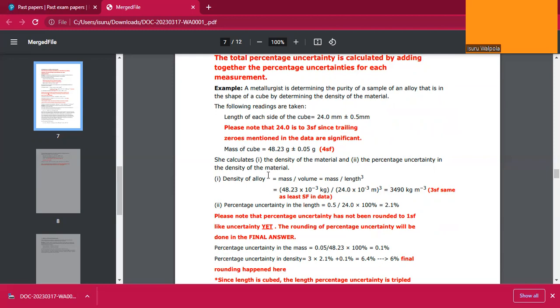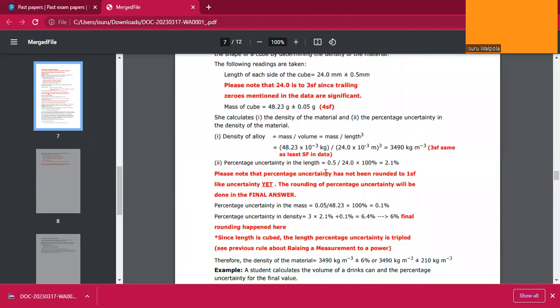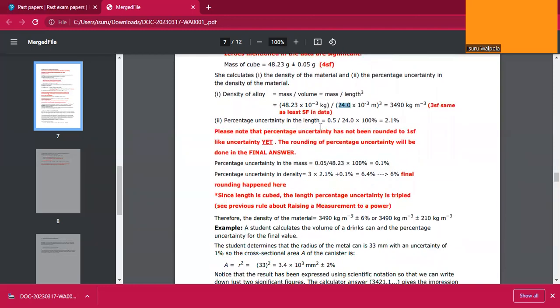So now the formula is mass divided by volume, which is mass over length cubed. Now you have to look at whatever formula you get and see first whether it is addition, subtraction, or multiplication, division. Right now it's multiplication, division. So we know that we need to add all the percentage uncertainties. For the main value, you will treat all the values as normal, mass divided by length cubed, simple as that. For percentage uncertainty, you need to find the percentage uncertainty of each.